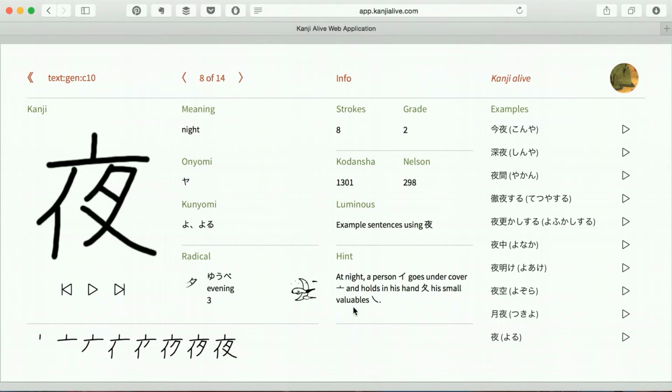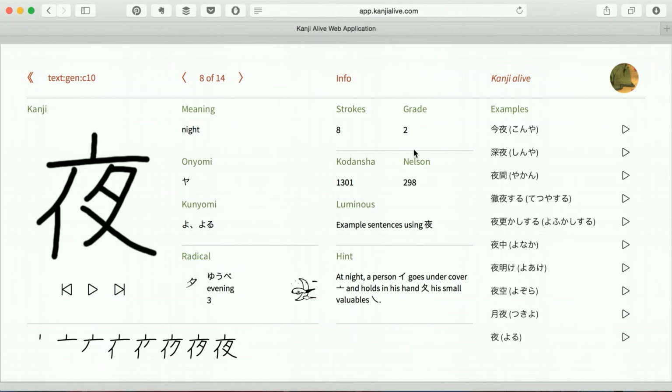What do they say here? At night, a person goes undercover and holds in his hand his small valuables. Okay, this looks like a moon and some clouds. Maybe that's helpful.